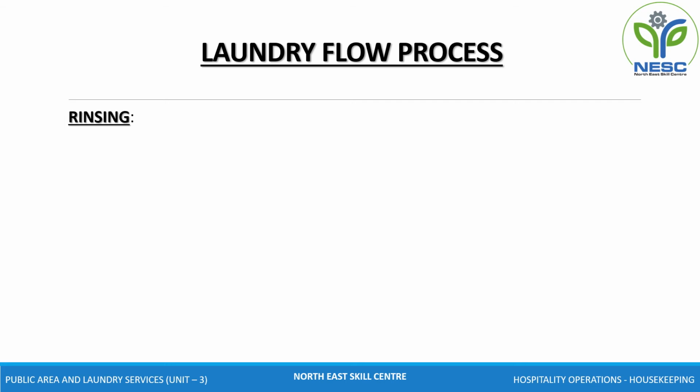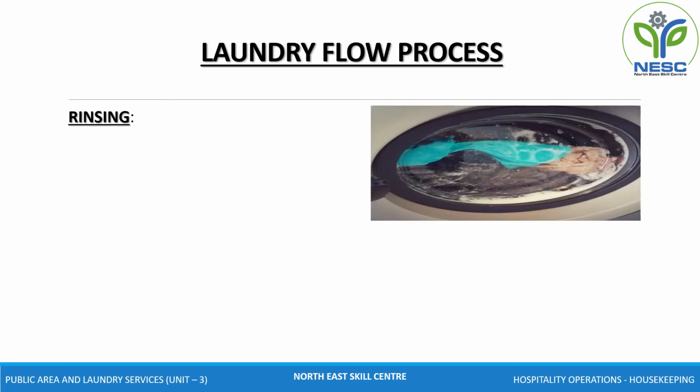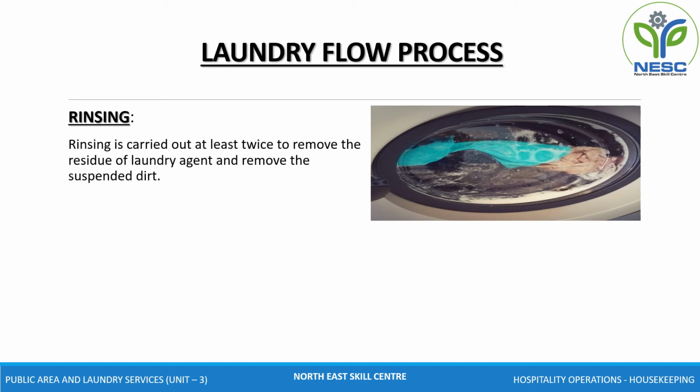Rinsing. Once the wash cycle is completed, rinsing becomes essential. A running rinse with an open drain is more effective, but a larger volume of water is utilized. Rinsing is carried out at least twice so as to ensure removal of residual laundry agents and suspended dirt. It may also help to lower the temperature of the wash load by using a cold water rinse.